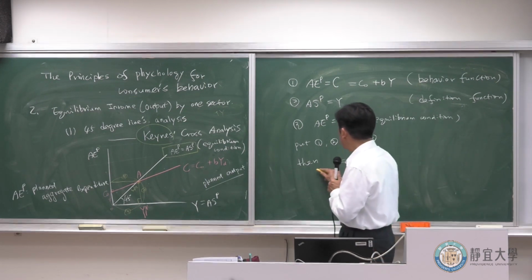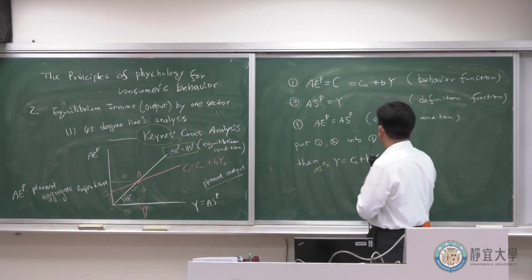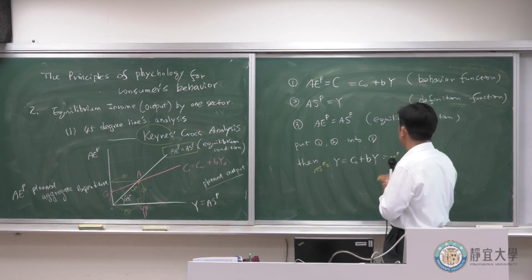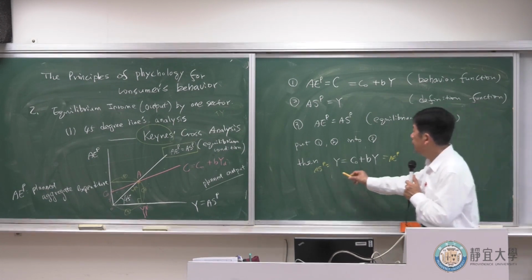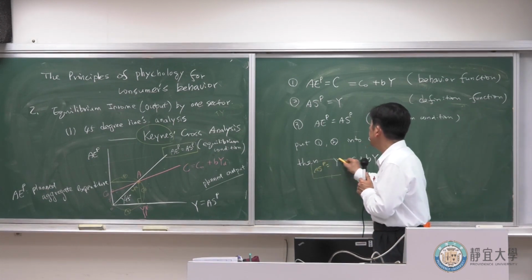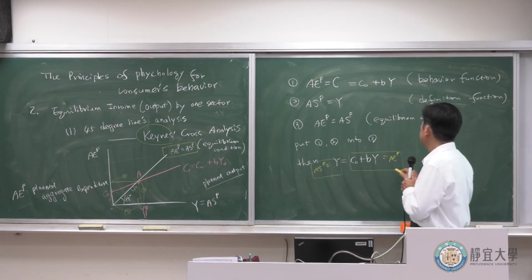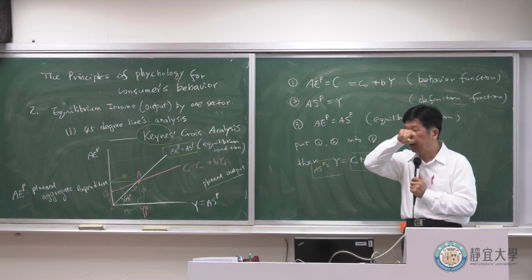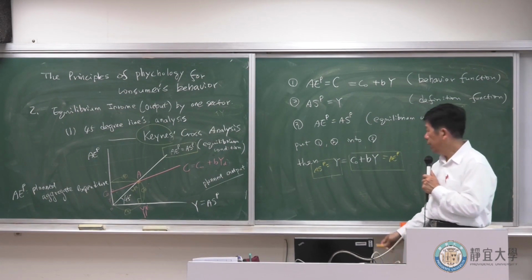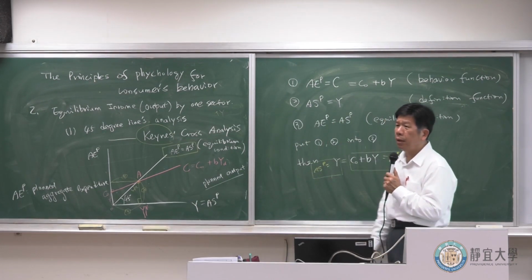This represents AEP equals ASP, and this is the AEP. So you can see this represents the second one, this represents the first one, and we put in the third one. After that, you can see how to get the equilibrium income.